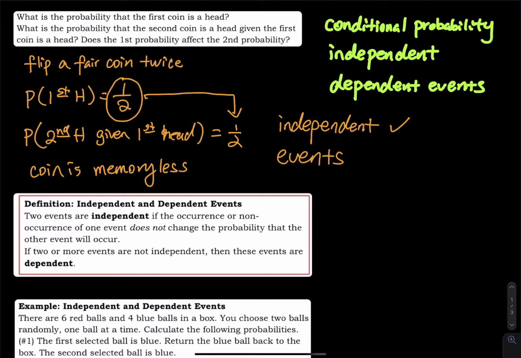If two or more events are not independent, then they are dependent. So independent and dependent are like one side or the other. Two events are either independent or dependent. They either affect each other or they don't affect each other, right? So that is independent and dependent events.